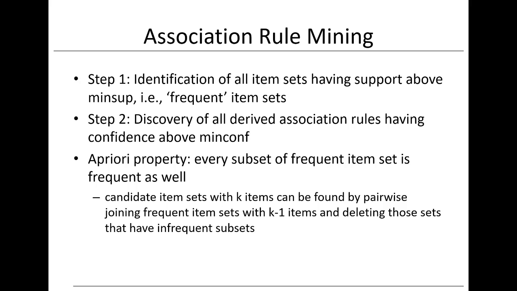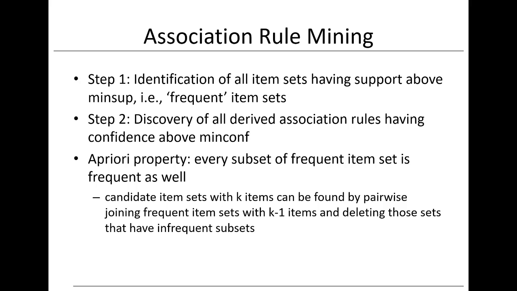Mining association rules from data is essentially a two-step process as follows. In the first step, identification of all item sets having support above minsup, in other words, the frequent item sets, and in the second step, discovery of all derived association rules having confidence above the minimum confidence or minconf. As said, both minsup and minconf need to be specified beforehand by the data analyst or data scientist. The first step is typically performed using the apriori algorithm.